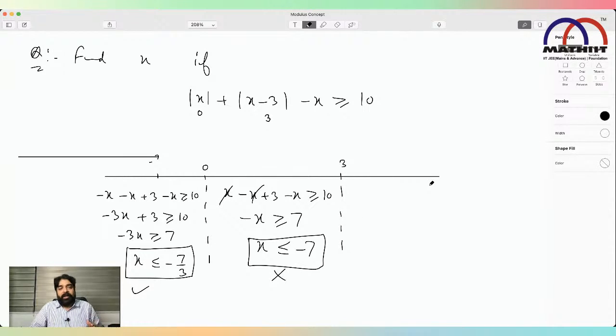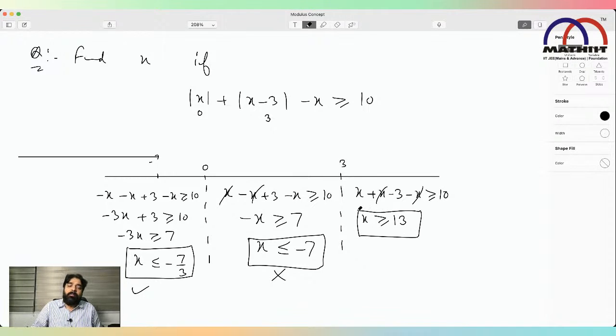Now coming to after 3. After 3, what will happen? Everything is positive. This is also positive, this is also positive. Don't touch this, this is a free variable. So X plus X minus 3 minus X greater than equal to 10. This X gets cancelled, and we say X greater than equal to 13. This goes to this side. Can I accept? Completely I can accept, because my area is everything after 3. So 13 will be somewhere here, and after 13 also it's my area. So I can consider it. Finally these two are the answers.